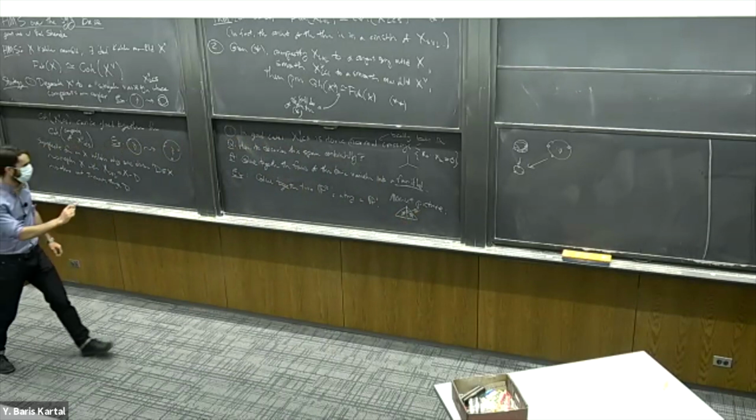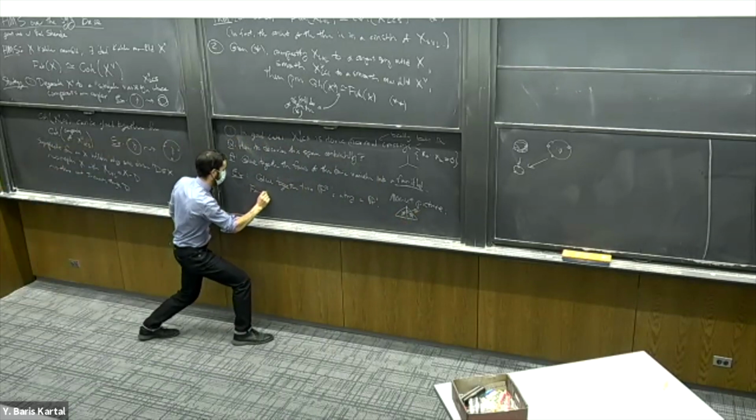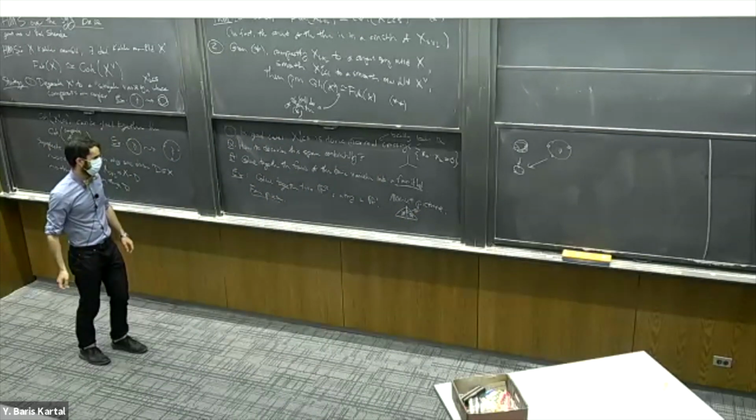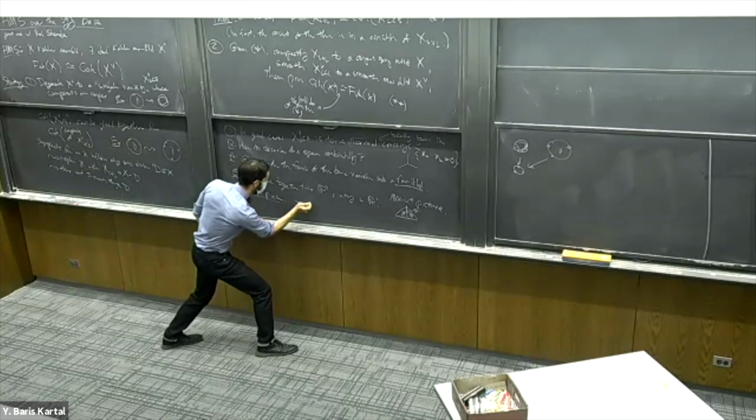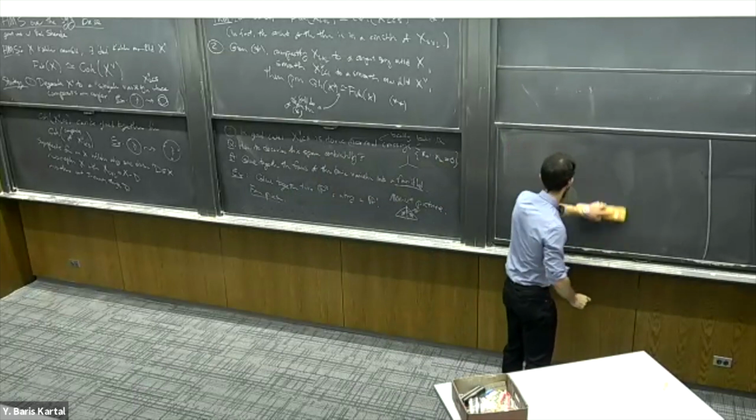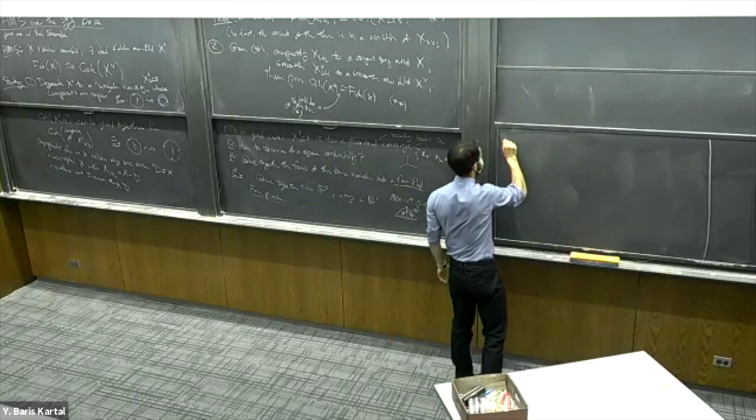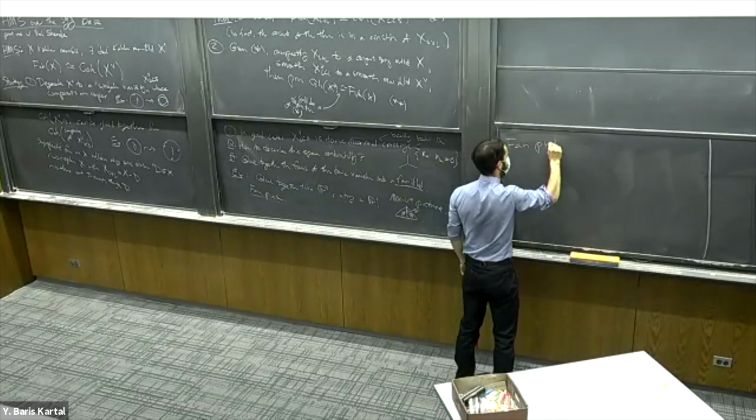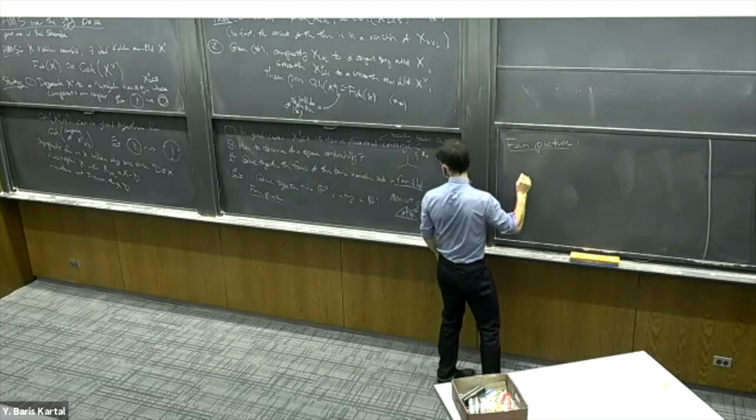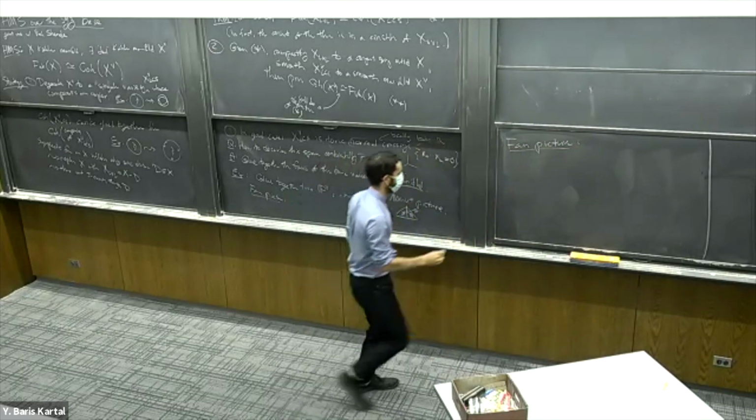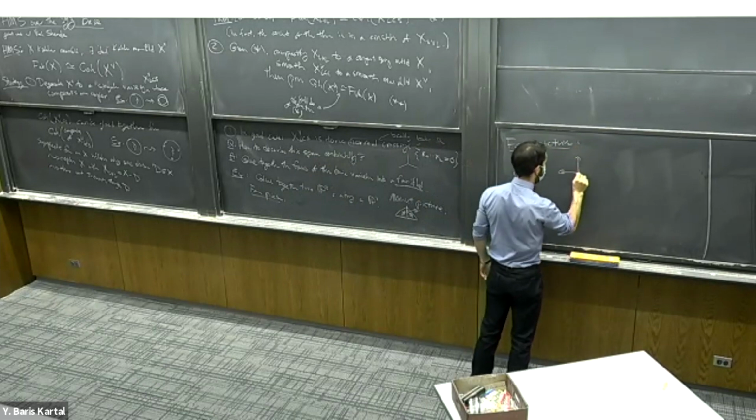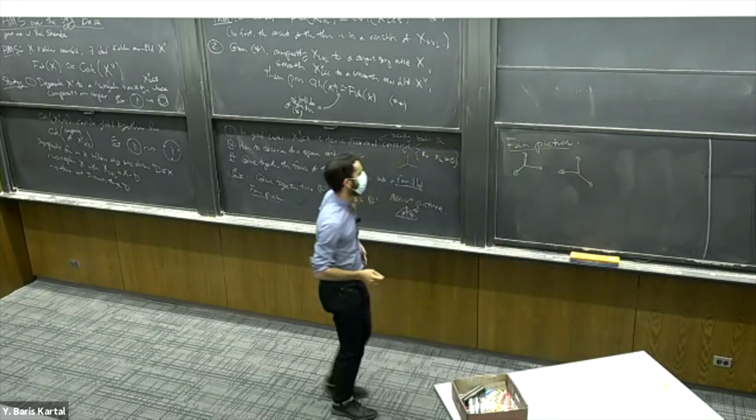And the fan picture is that I have the fan of P2. Sorry, let me move up here for my fan picture. Oh, this is a good eraser. The fan picture, I have a fan that is dual to the moment polytope. Fan of P2. I have another fan of P2.